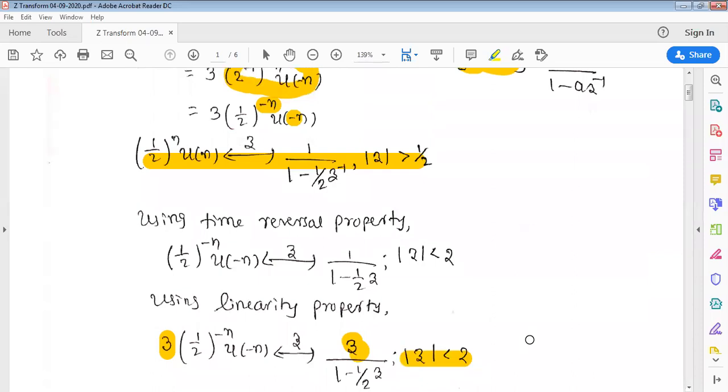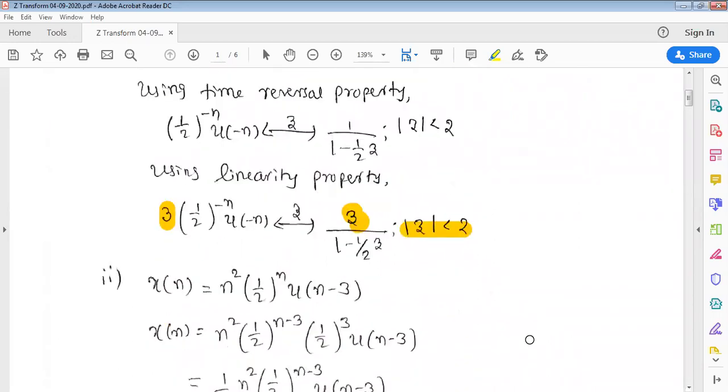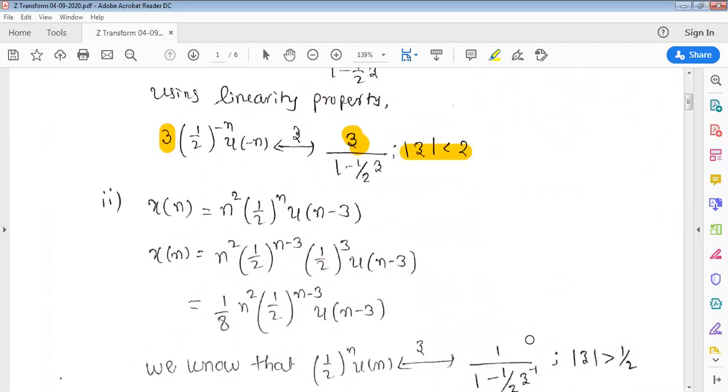Any doubt till now? Any doubt? No, sir. Okay. Once you understood, now we will go to the next problem.